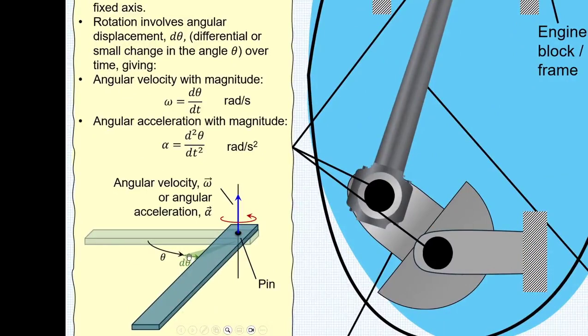And if we had to look at the rate of change of this angular displacement over time, then we will end up with the angular velocity, which is often represented by the symbol omega and has units in radians per second. If we had to take the time derivative of the angular velocity, then we will end up with the angular acceleration, which is often represented by the alpha symbol and has units of radians per second squared.